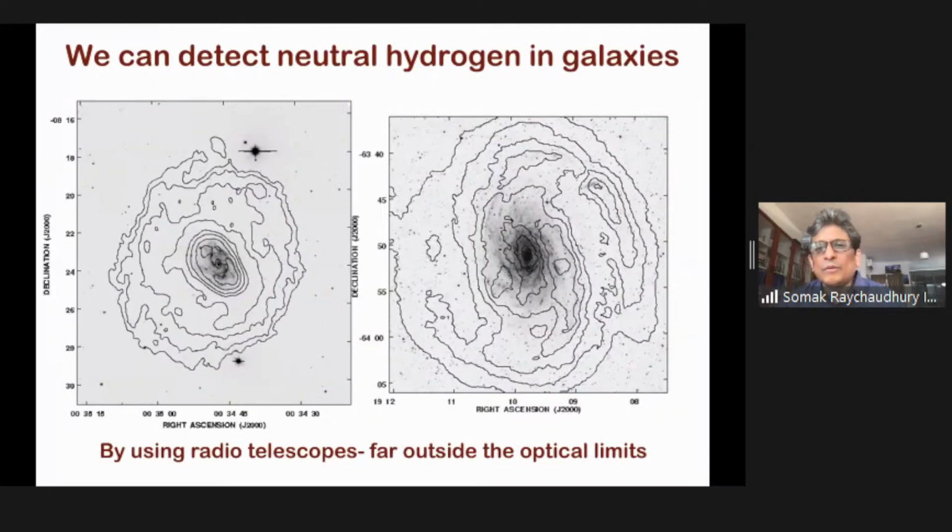So here's an example of how you do a radio survey. I showed this picture before also, a picture of a spiral galaxy, which is seen in stars, the optical part of the galaxy. You can see a negative grayscale picture. On top are contours from a radio telescope. And the radio telescope is measuring the radio emission at a wavelength of 21 centimeters, 1420 megahertz frequency. And that, as you know, is the transition.